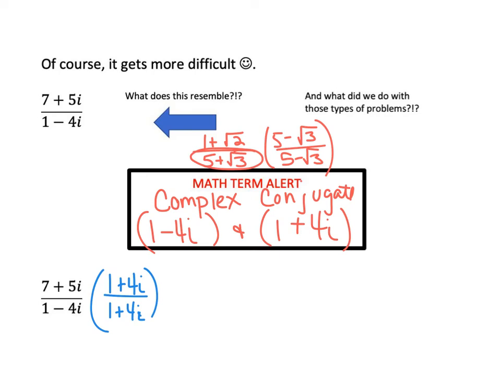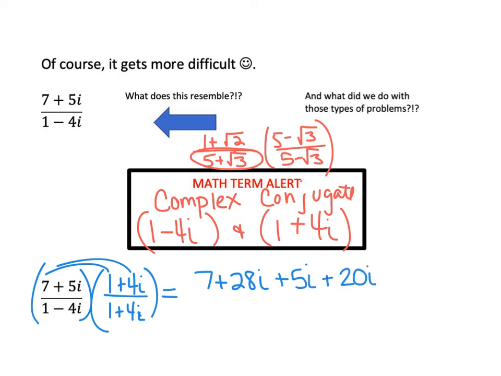So what we have here is a binomial times a binomial. So let's handle the top. We multiply by 7 first, which gives 7 plus 28i. Then by 5i would be plus 5i plus 20i squared. Over denominator, distribute the 1 would be 1 plus 4i. Now distribute the negative 4i would be negative 4i minus 16i squared. If I went fast, pause and go back and take a look at that.